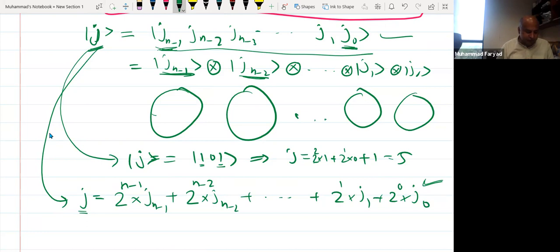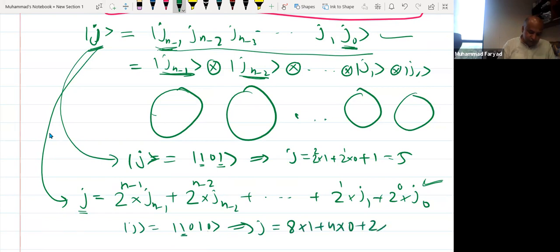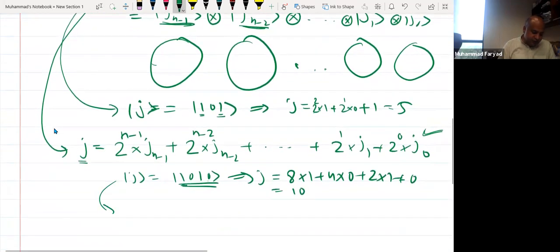So is everybody okay with this label, or how to compute it? For example, if I have a state j as 1 0 1 0, this corresponds to the decimal label j as, so n is equal to 4, I start from 2 power 3, 8 into 1 plus 4 into 0 plus 2 into 1 plus 0. So this is 10. So this is a state that I can in decimal notation write as 10. So this is not 1 0, this is actually 10.